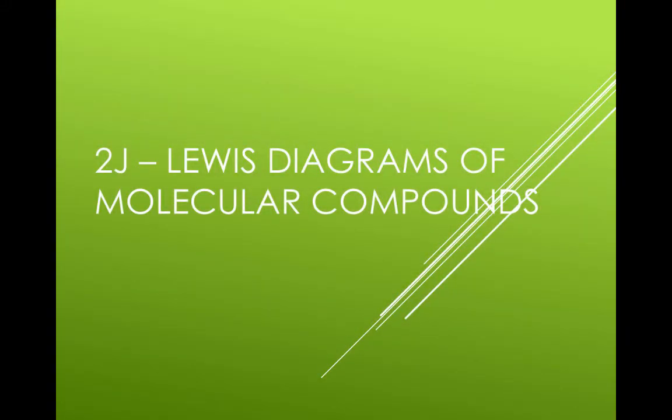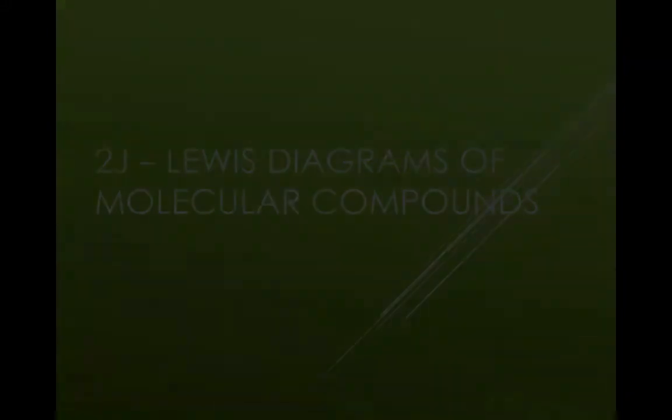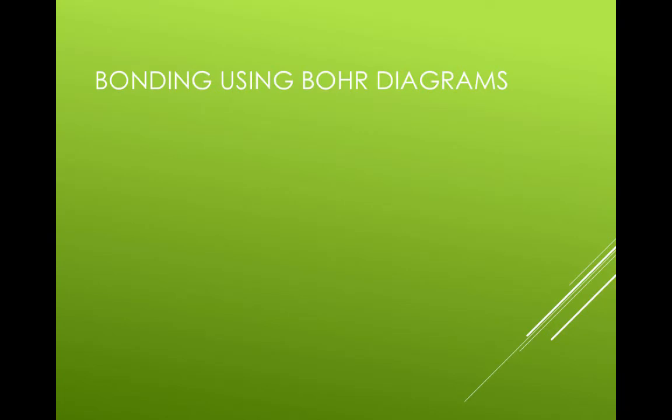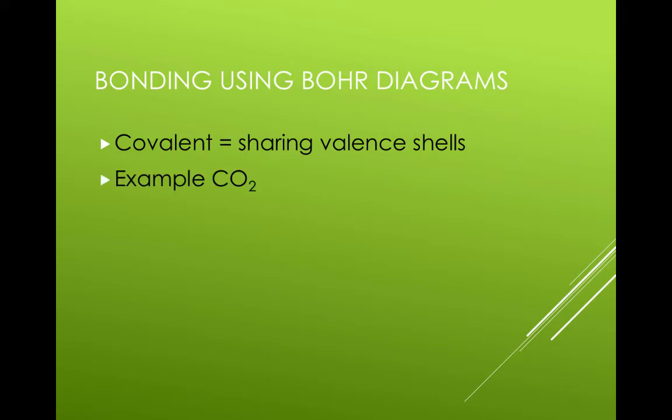Lesson 2J, How to Draw Lewis Diagrams of Molecular Compounds. First, we'll look at Bohr diagrams of covalent compounds. Remember, covalent compounds are sharing valence shell electrons. Our first example will be CO2, carbon dioxide.